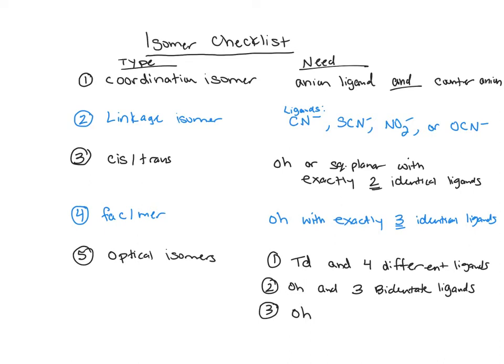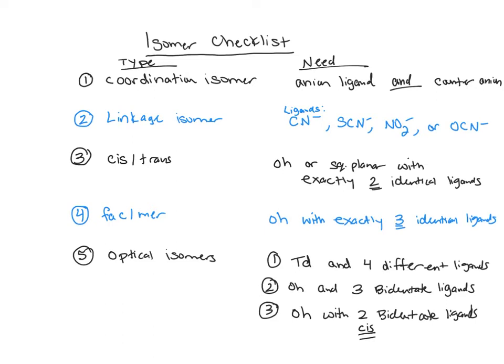And the third type of optical isomer that I want you to know for our exams: an octahedral shape with 2 bidentate ligands. And this must be in the cis position only. Again, because we have 2 of the exact same ligands in an octahedral shape, that means we can have cis and trans isomers. As we saw in the videos, trans isomers are not optical, but the cis are.